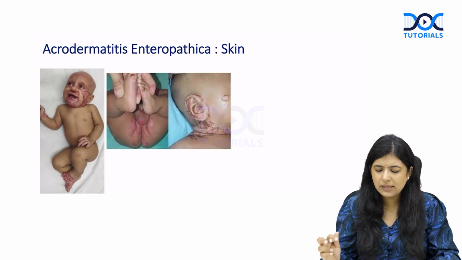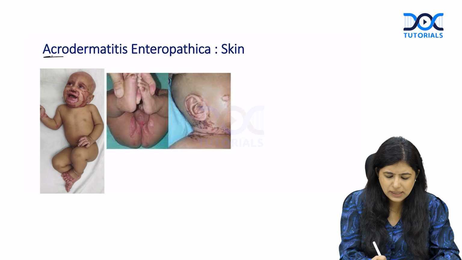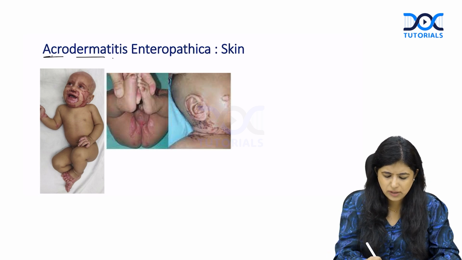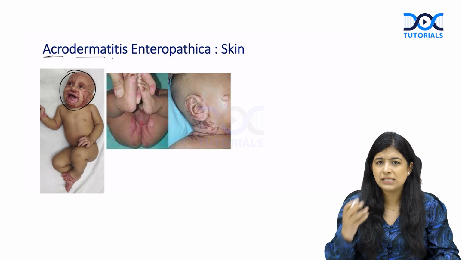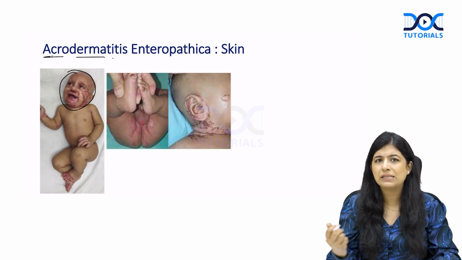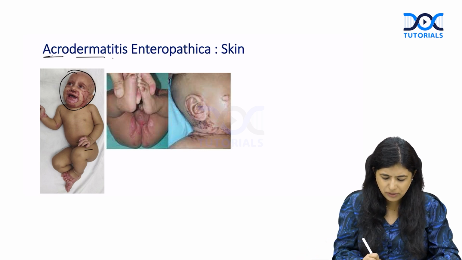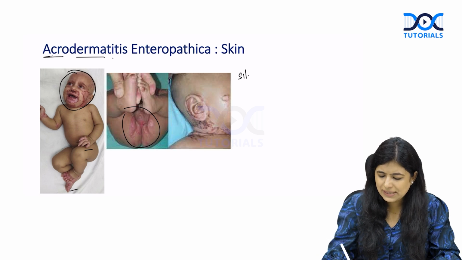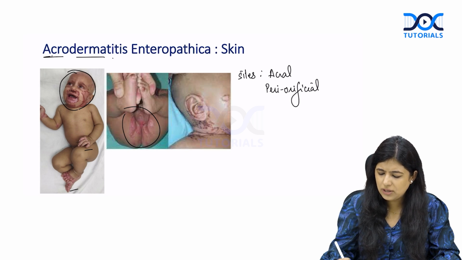Now, when you see the skin, the name here is acrodermatitis. Acro means the acral areas are commonly involved. So you see the rash on the face, especially around the nose and the mouth. That is the periorificial rash. Then on the hands and the feet, as well as the groin. So the sites for this rash are the acral areas, especially the periorificial and the perineal sites.